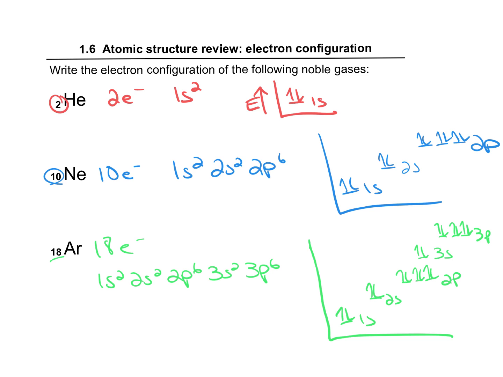18. What you should notice is for all three of these noble gases, all of the orbitals are completely filled. So the noble gases are also called the inert gases. They're not reactive to form compounds because they're already stable. So what we see is that elements have a special stability when the orbitals are completely filled.